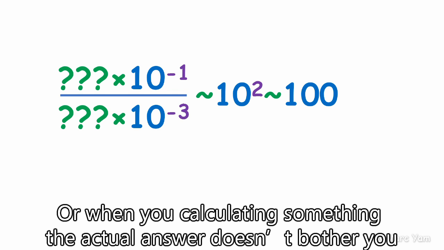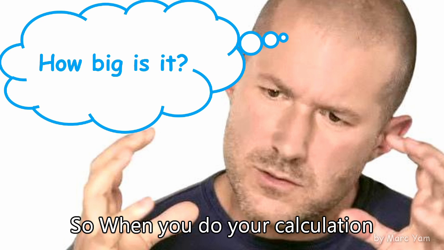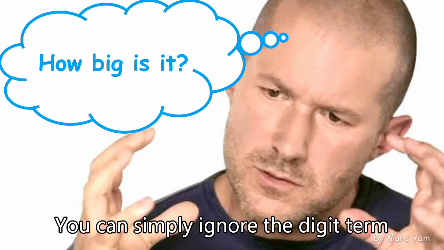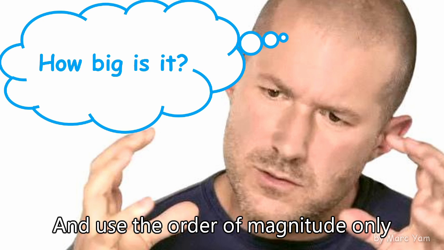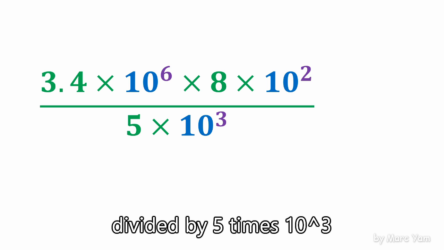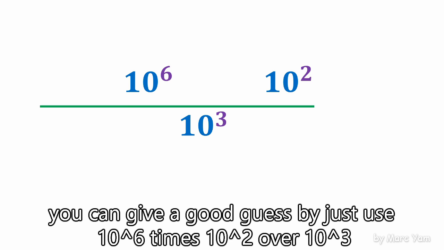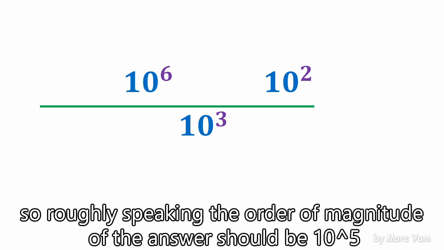Or when you're calculating something, the actual answer doesn't bother you. The only thing you want to know is how large the number is. So when you do your calculation, you can simply ignore the digit term and use the order of magnitude only. Here is an example. 3.4 times 10 to the power 6 times 8 times 10 to the power 2 and divided by 5 times 10 to the power 3. You can give a good guess by just use 10 to the power 6 times 10 to the power 2 and over 10 to the power 3. So, roughly speaking, the order of magnitude of the answer should be 10 to the power 5.